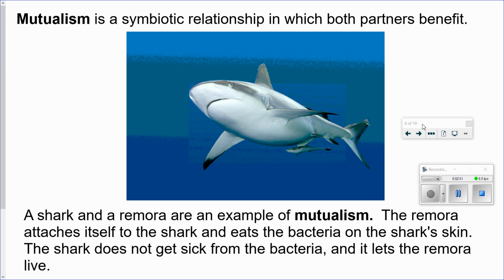Mutualism is a symbiotic relationship in which both partners benefit. A shark and a remora are an example of mutualism. The remora attaches itself to the shark and eats the bacteria on the shark's skin. The shark does not get sick from the bacteria, and it lets the remora live.